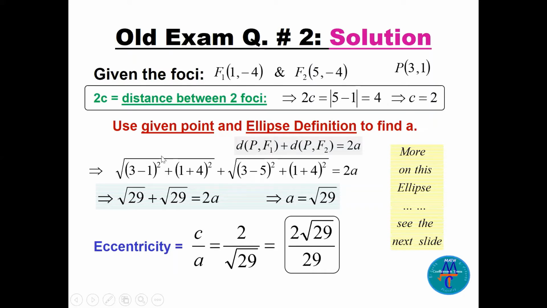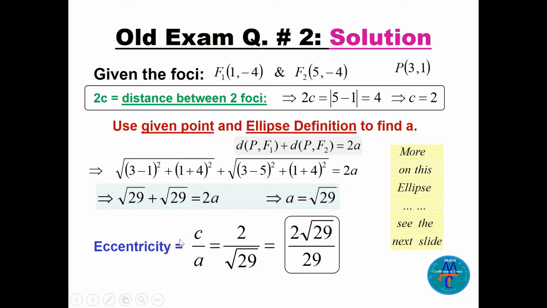Leave it now. Use the given point. There is a point here, 3, 1 on the ellipse, and we use the ellipse definition to find a. The distance between P and F1 plus the distance between P and F2 is equal to 2a. Put the numbers there, distance formula, 3 minus 1 squared, 1 plus 4 squared, etc. You will get square root of 29 plus square root of 29 is equal to 2a. Simplify the equation, you get a equals square root of 29.